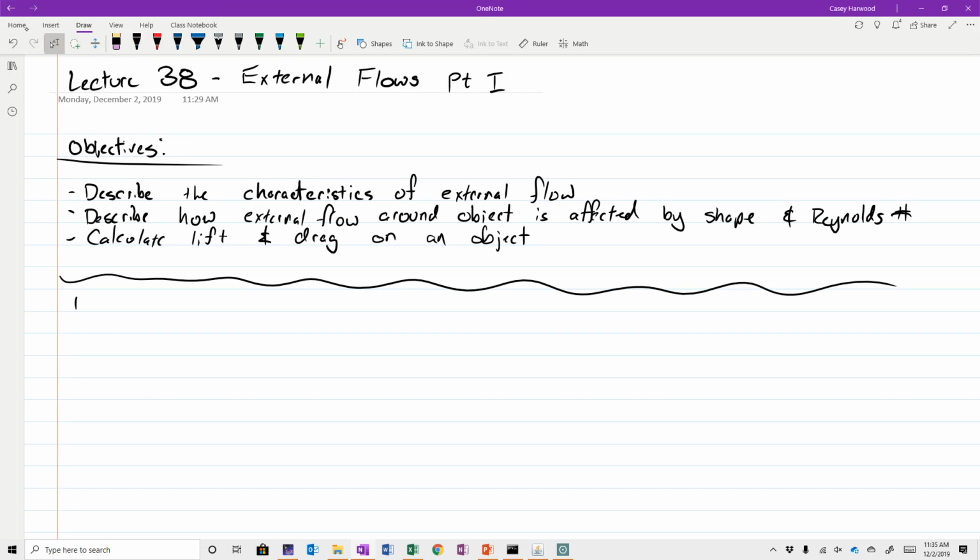Okay, so first, what defines an external flow? Right. So in the previous chapter, it was entirely flow through pipes, right? Things in enclosed conduits where the flow is confined within the walls of our pipe or conduit. And so in this final chapter, we're going to start discussing the flows around objects where it's in contact with the outer surface of that object.